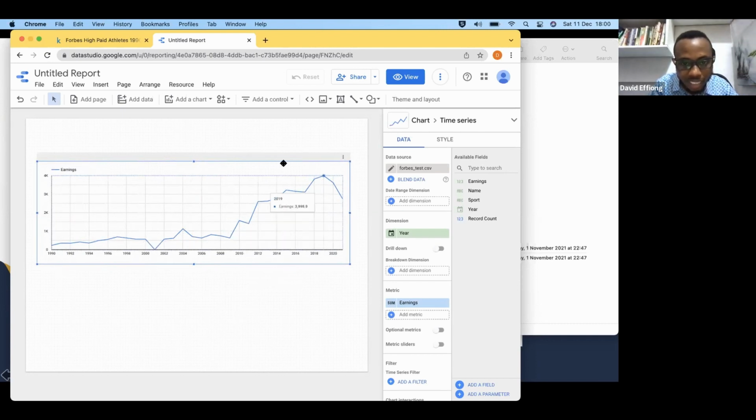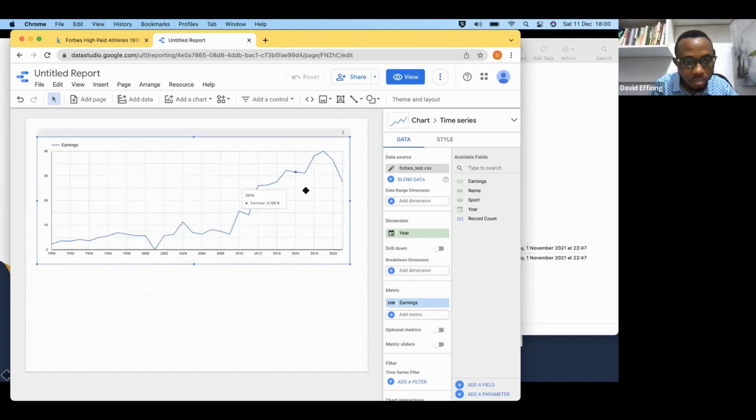I'm not going to beautify it because I just need a demo. Just visualizing this data shows us the highest and the lowest points from 1990 to date. The highest earnings, with all the highest paid athletes joined together, were in 2019, about 3 billion, right? And then the lowest was in 2001.